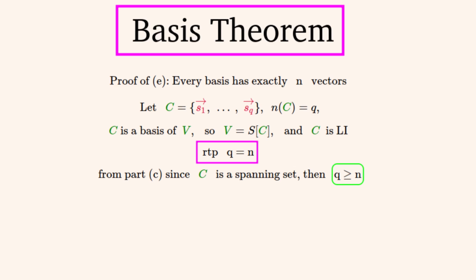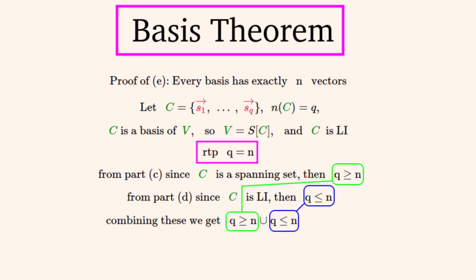Part C will tell us that because it spans V, then the number of vectors contained in it will be greater than or equal to n, which is the number of vectors in another basis B. And part D will tell us that because C is linearly independent, then the number of vectors that it contains will be less than or equal to the number of vectors in the other basis B. So we'll combine these two conditions together, which will give us this equality, which proves part E, and so finishes this proof. So every basis will always have the same amount of vectors for any particular vector space.